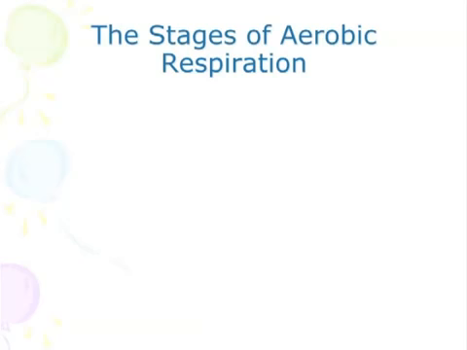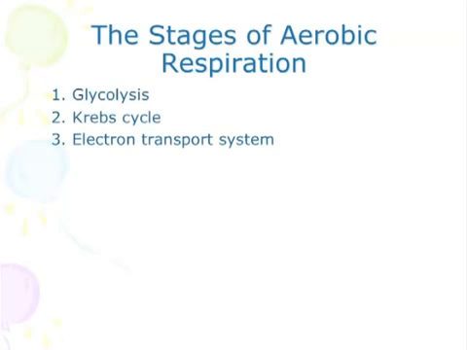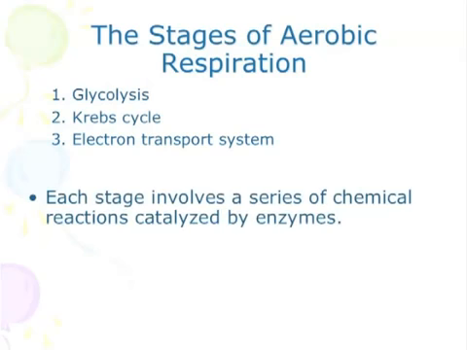So the basic stages of aerobic respiration are glycolysis, Krebs cycle, and electron transport system. These are how aerobic respiration is broken up, and each stage involves a series of chemical reactions catalyzed by enzymes. It's very similar to photosynthesis in that at each stage there is oxidation and reduction, and NADH and ATP are involved.